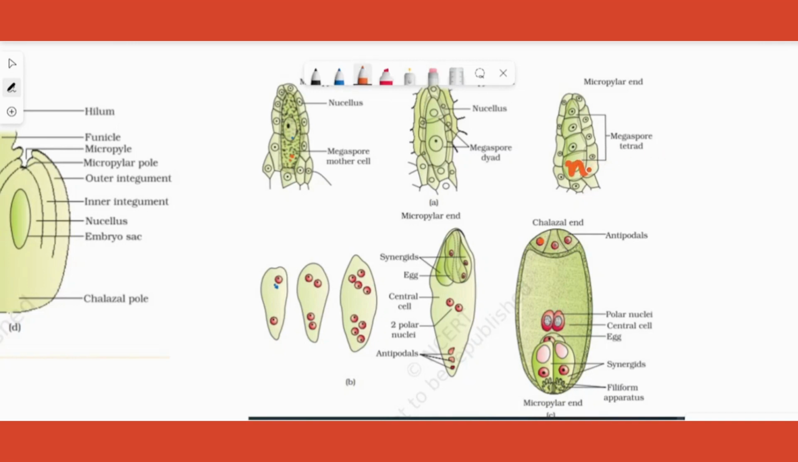Why are we labeling it as N? Because the mother cell was 2N. It underwent meiotic division. Every time meiotic division happens, half the number of chromosomes will be present, isn't it? So all of them we are going to label as N. All right. From there, you get one of them, meaning there were four of them, three disintegrated, you got one megaspore N.